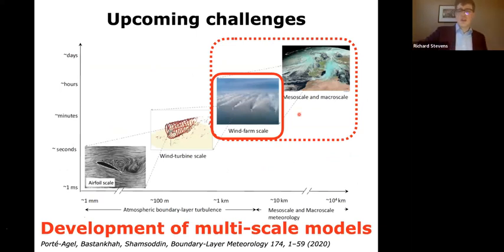So where this will go longer term is that we see there are interactions of multiple scales happening. What this will mean for the community is that more different scales will need to be coupled. What we now looked at primarily is what's happening at wind farm scale.